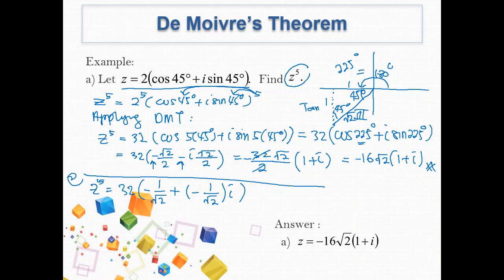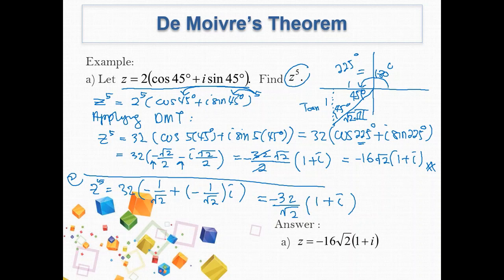Okay, so this will simplify to 32 over square root of 2. Factor the negative out, and so negative. So when you factor negative out, you have 1 plus i. Okay, so don't worry, it does not equal to this, right?